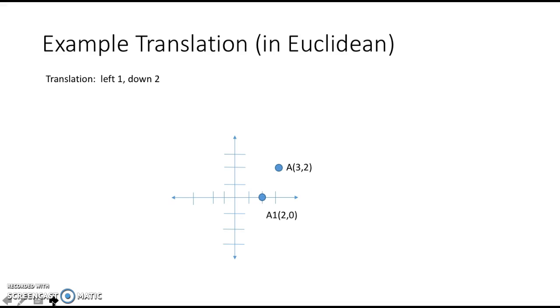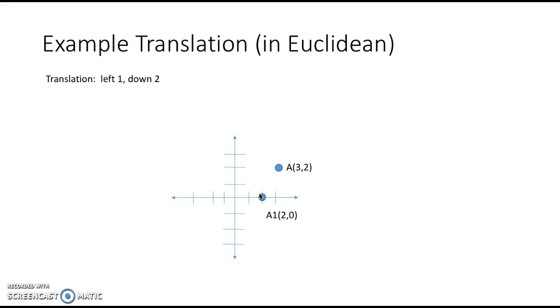Here, you see an example translation in Euclidean geometry. The translation tells us to go left 1 and down 2. Our original point A is located at 3, 2, and our new point is located at 2, 0. This is because we went left, or negative 1, and down, or negative 2.